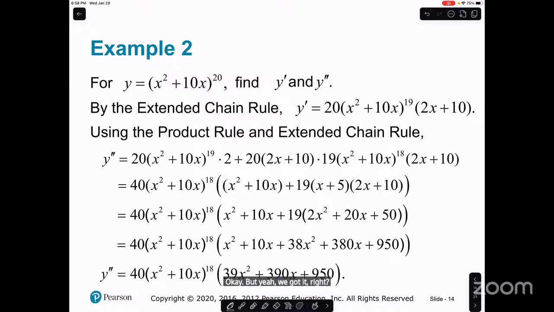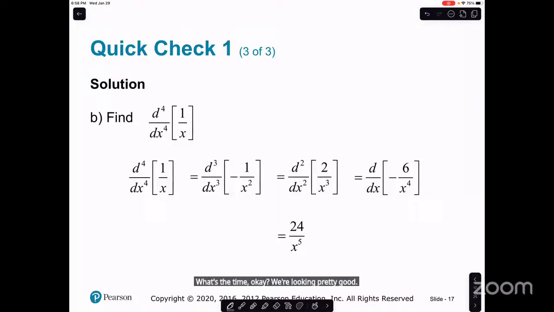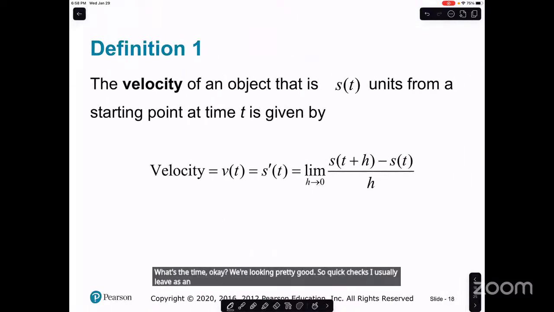So the first derivative wasn't too terribly bad. The second one is just a matter of being organized and taking your time. Okay. What's the time? Okay, we're looking pretty good. So quick checks I usually leave as an exercise for you. Let's look at this definition.